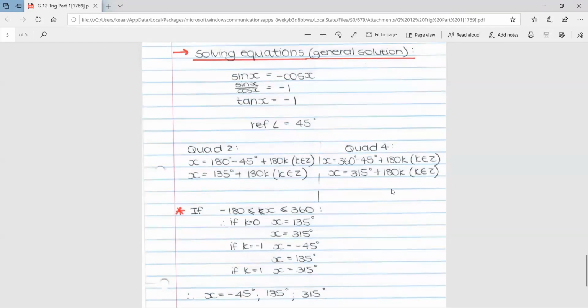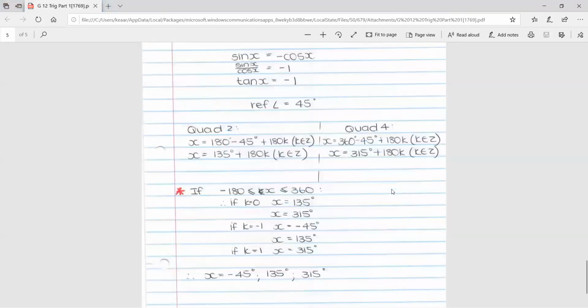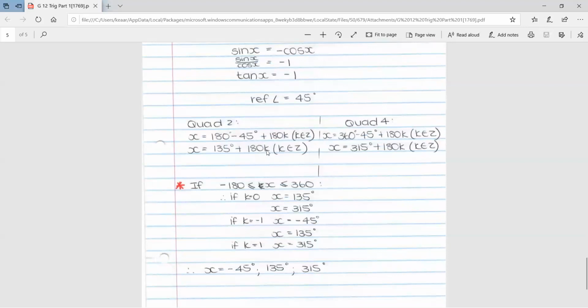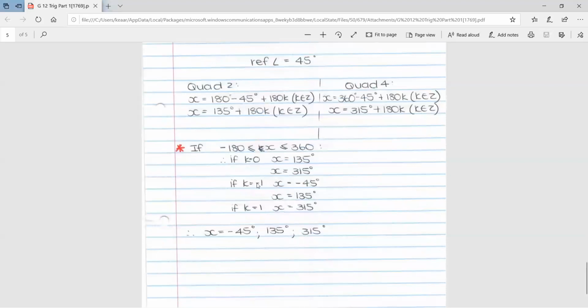If they wanted the final answer or the final value for x, we go and sub values in to k. So if k is equal to 0, we start there. Now they've said that it must be between negative 180 and 360. So we sub in 0. If we sub 0 into k over here, we're going to get 135. If we sub it in here, we're going to get 315. Then we go to negative and positive 1, then negative and positive 2, negative and positive 3, until there are numbers that stop working.